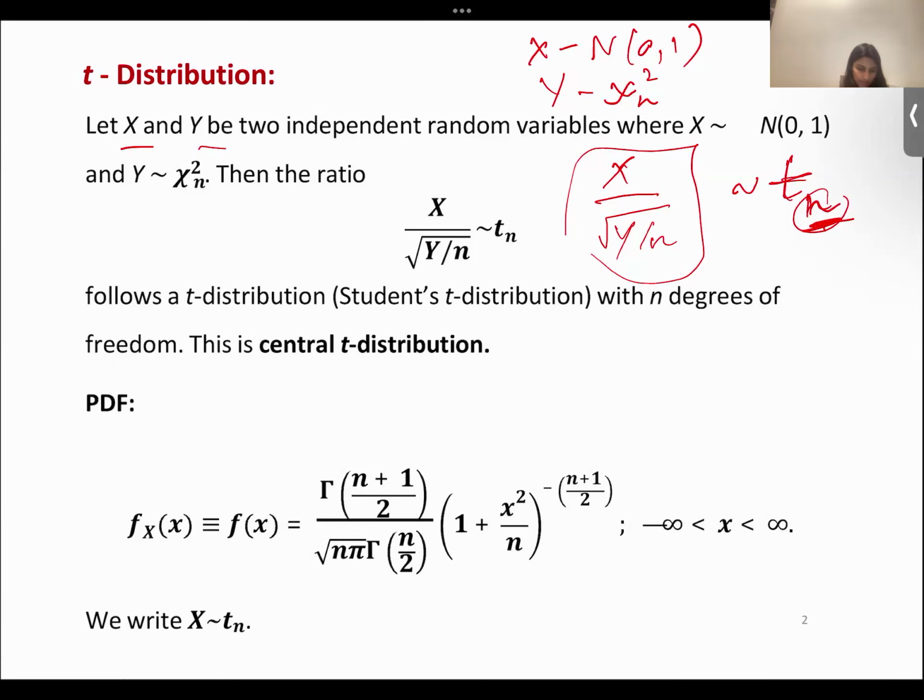This is also called the central t distribution. The PDF is given by this formula here, which you don't need to remember. Here x could be anything between minus infinity to plus infinity.